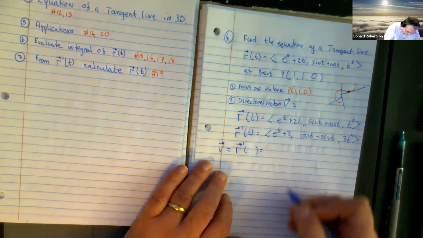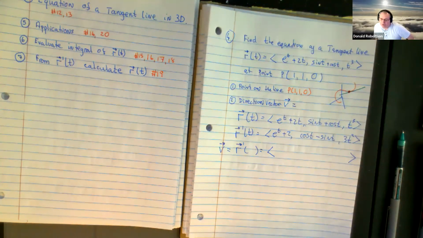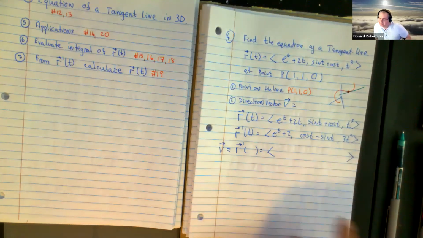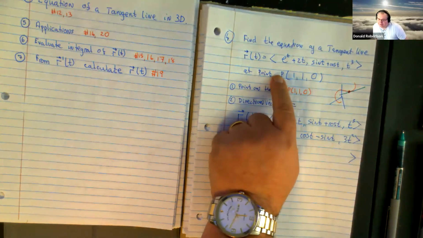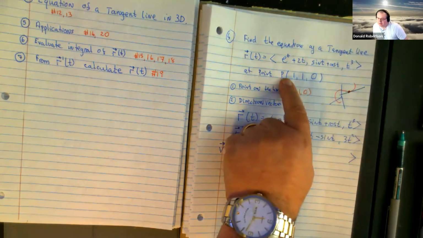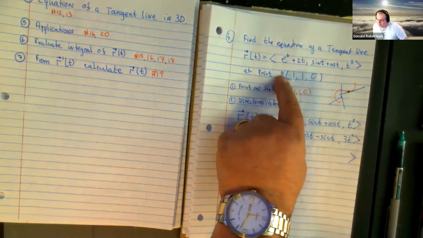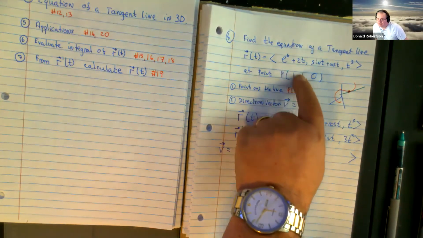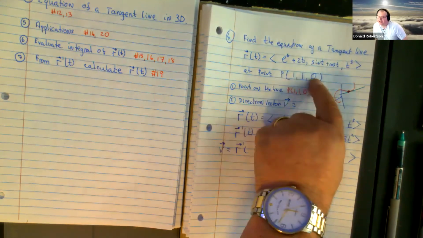Oh, we hit a snag. I don't know what t is, right? I need to know who t is, don't I? If you return back up here, isn't this point also on the curve? What value of t generates this coordinate?